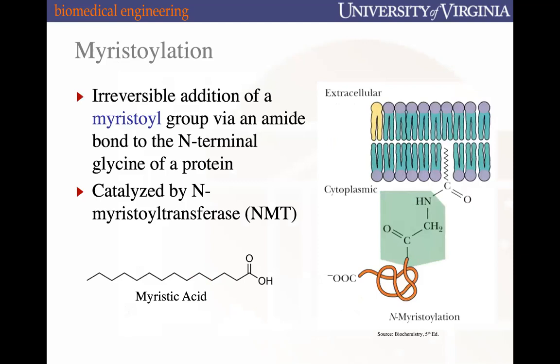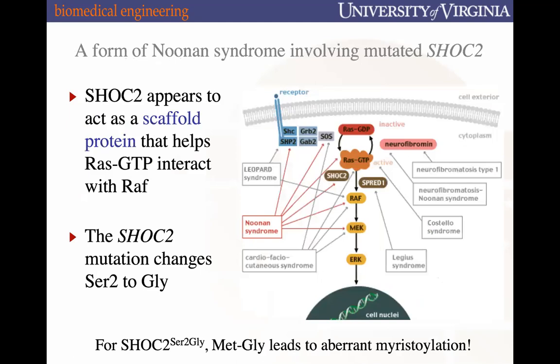So myristoylation is typically an irreversible addition of a myristoyl group, and it's going to be via an amide bond because, again, it's on the N-terminus, or the amine terminal end, of this protein. As you can imagine, it's catalyzed by N-myristoyltransferase, and so on the amine group of the N-terminus of this polypeptide chain, this myristoyl group is going to be wedged into the plasma membrane there. And what's really important to note is that it's that myristoylation that's going to be really critical in Noonan syndrome.